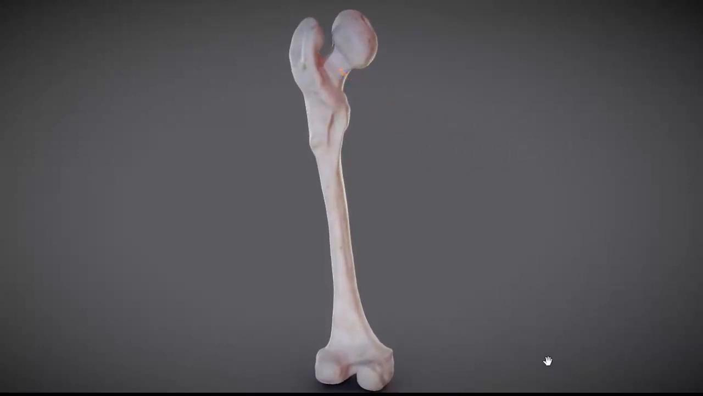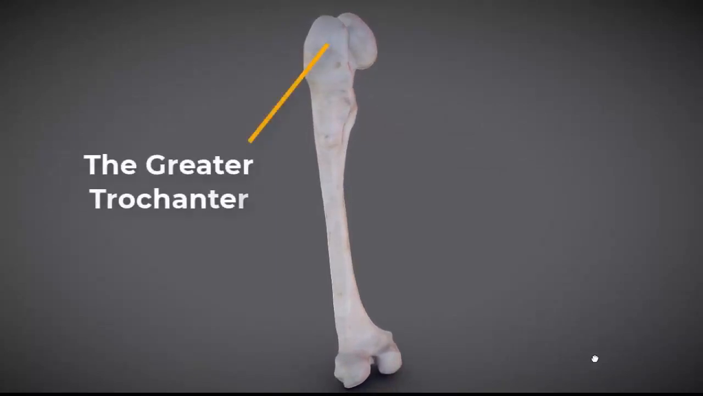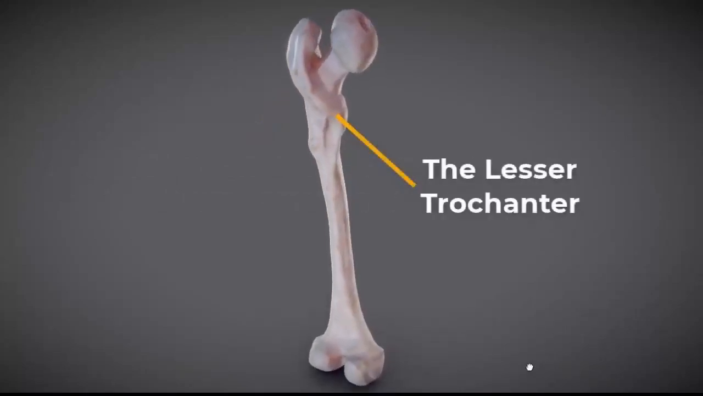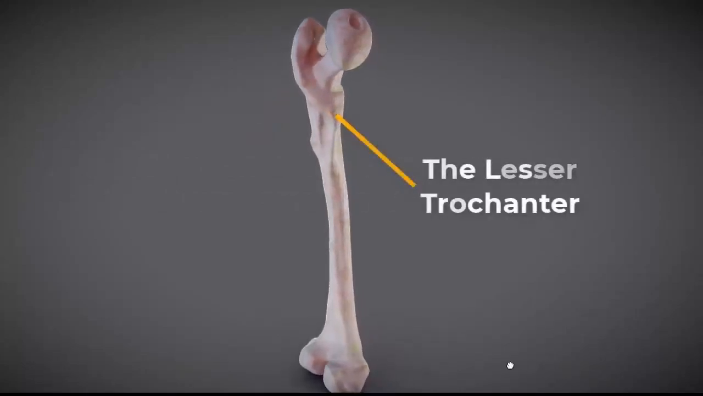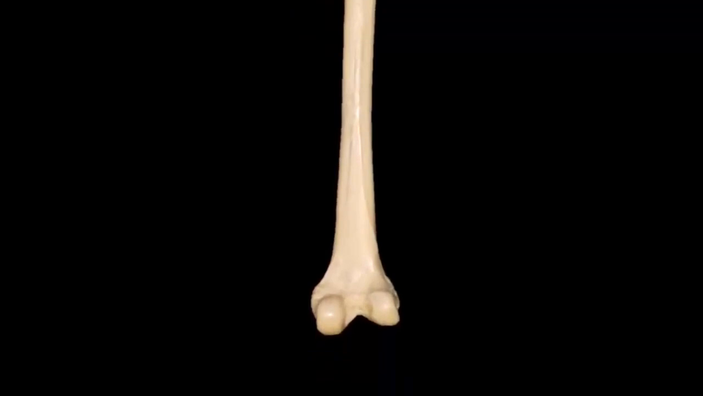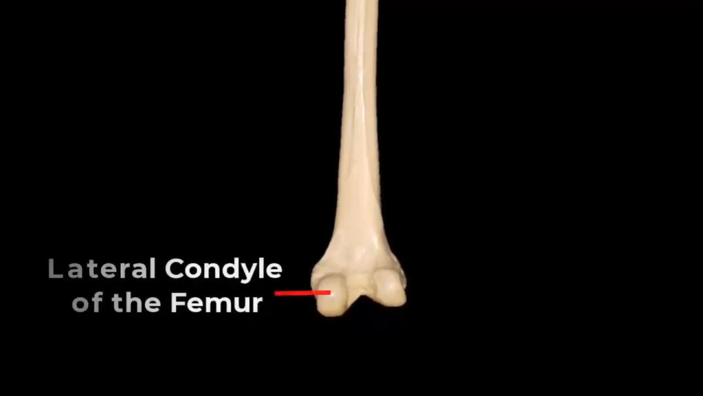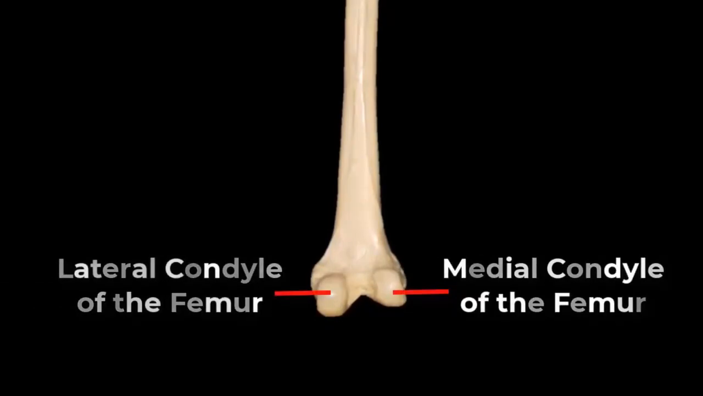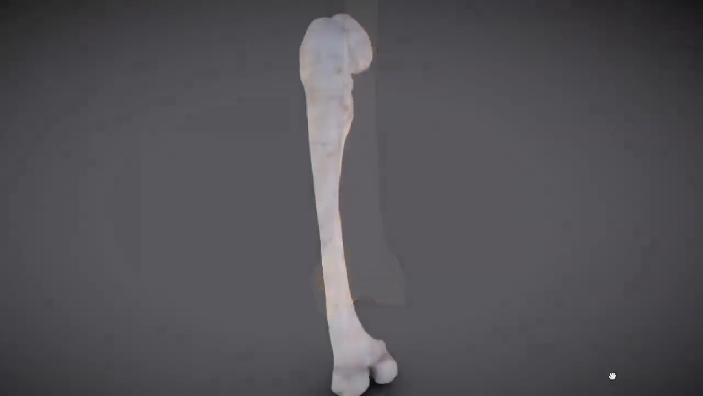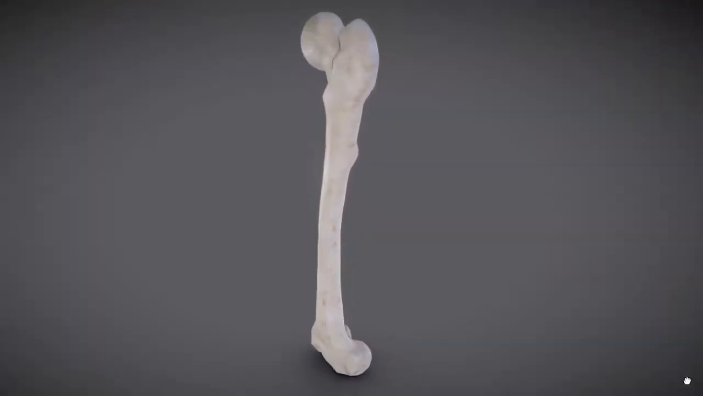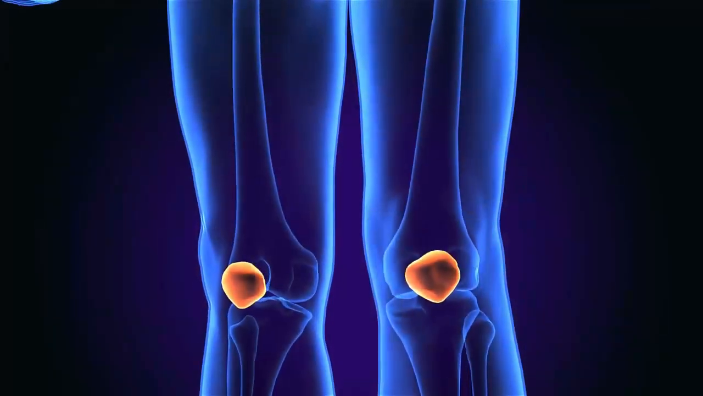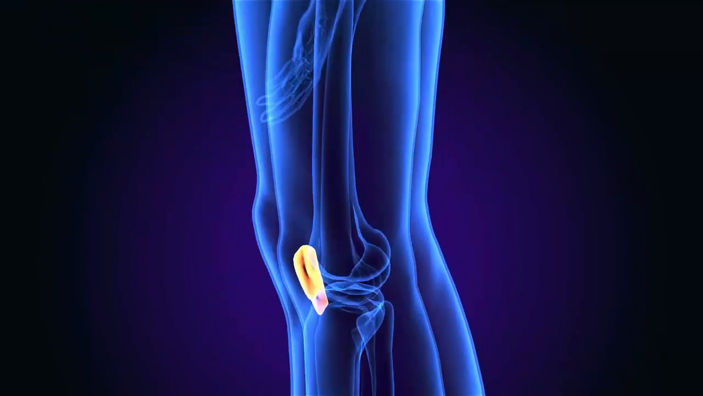The greater trochanter is the large upward bony projection located above the base of the neck. The lesser trochanter is a small bony prominence that lies on the medial aspect of the femur just below the neck. The distal end of the femur has the medial and lateral bony expansions called the lateral and medial condyles of the femur. The lateral and medial condyles articulate with the tibia to form the knee joint. Anteriorly, the smooth surfaces of the condyles join together to form a wide groove called the patellar surface. The patellar surface provides for articulation with the patella bone.